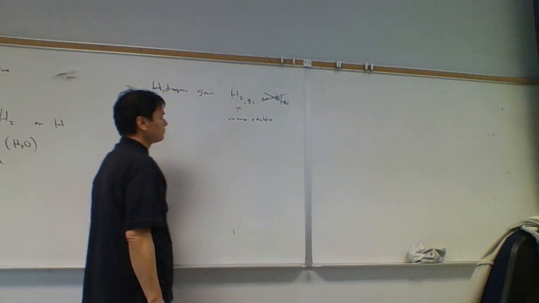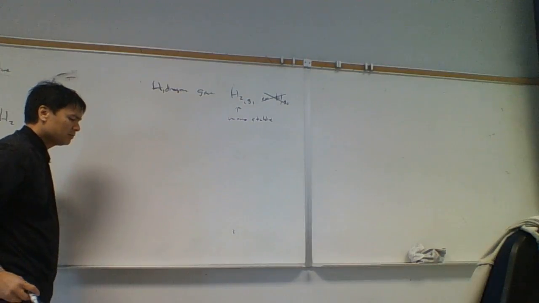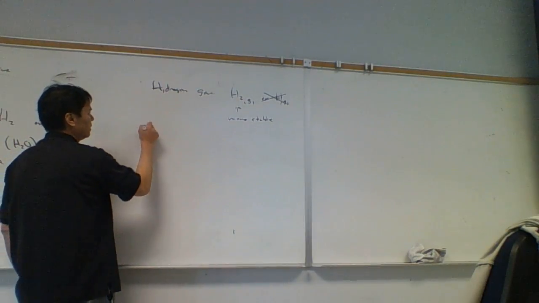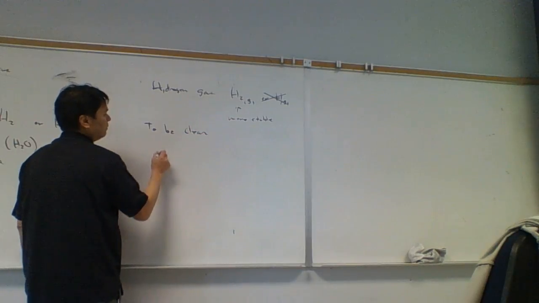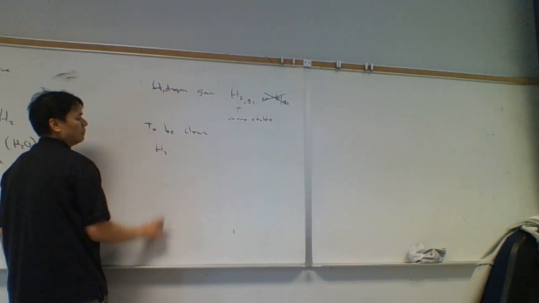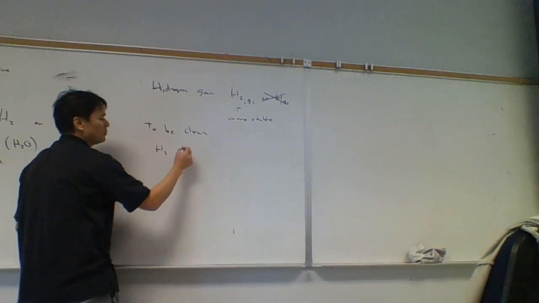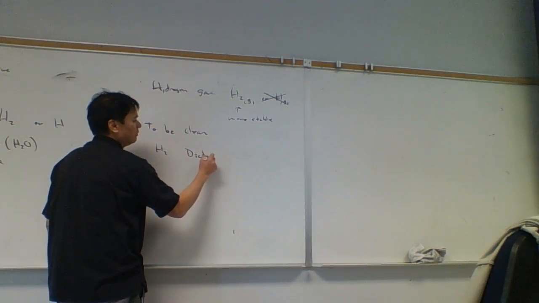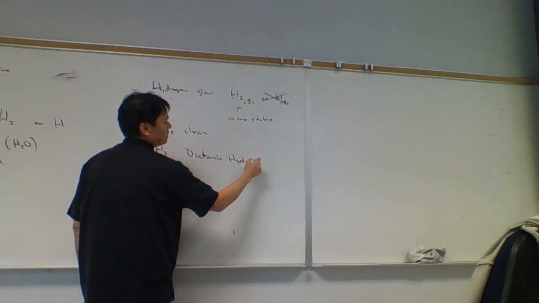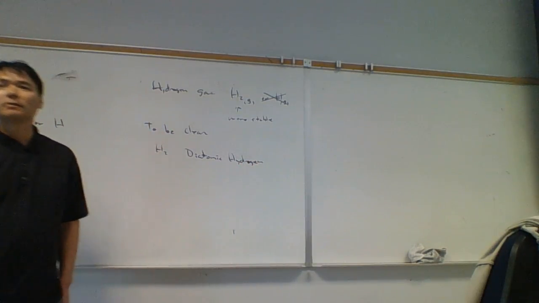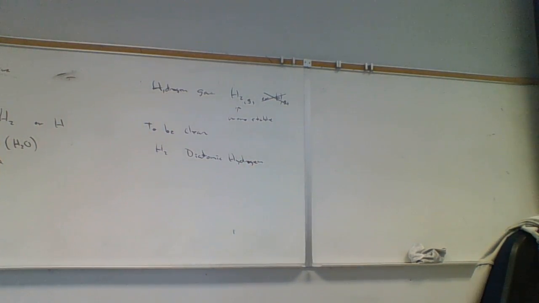And so we come up with different names to be clear. We would call H2 different names. For example, we call this diatomic hydrogen. If we just use diatomic hydrogen, then it's very clear. Well, that must be H2, diatomic, 2 atoms, hydrogen.